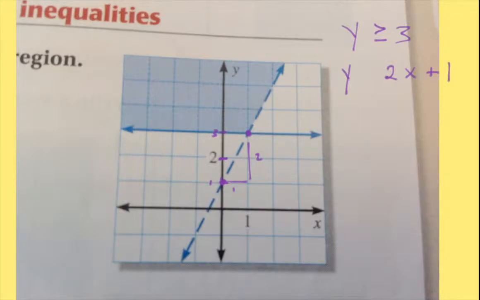And then we need to determine what symbol we want to use. Now, these points up here are all above the line. So that means we're looking at a greater than situation. And since it's a dotted line and not a solid line, we don't want the equal to, just the greater than. So there's our inequalities that describe the shaded region.